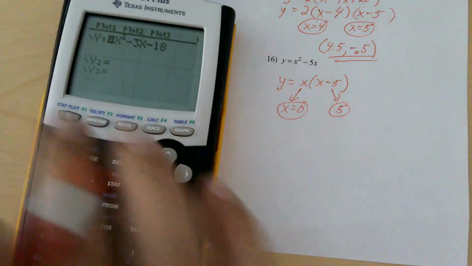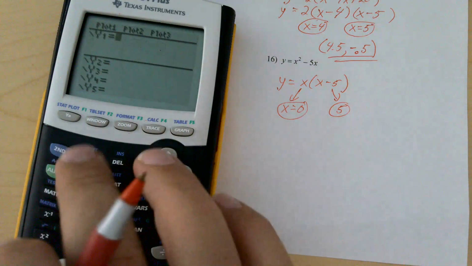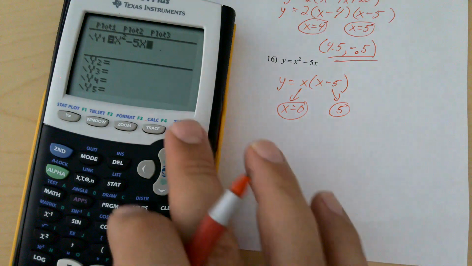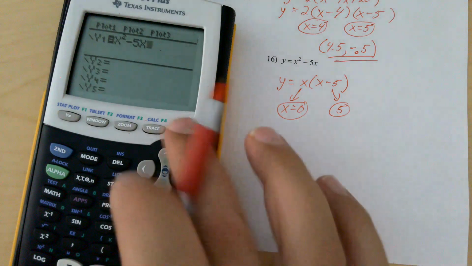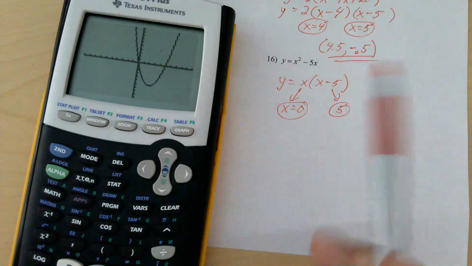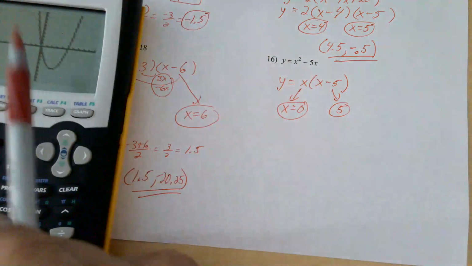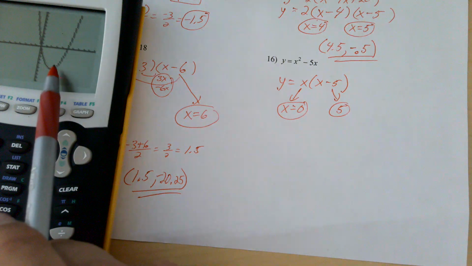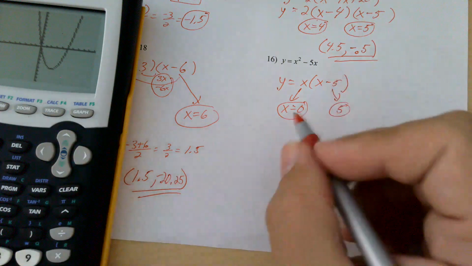And just like all the other ones, I'll quickly confirm that we did this correctly by typing this into my calculator. I hit graph. I better see 0 and 5. So let's see. There's 0. Hey, there's 5. I feel like we did that correctly. And I just need to know this point right here. I need to know the minimum in this case. That's where the vertex is located.